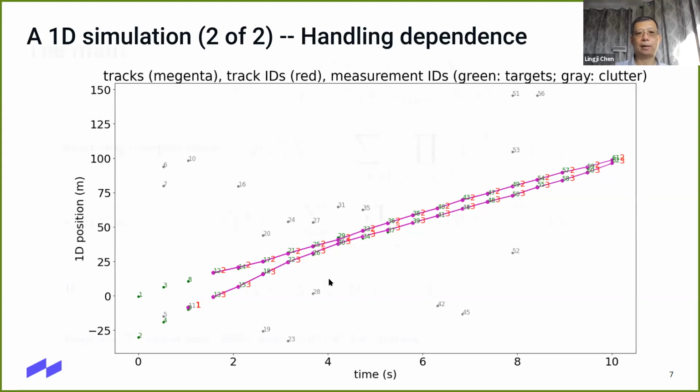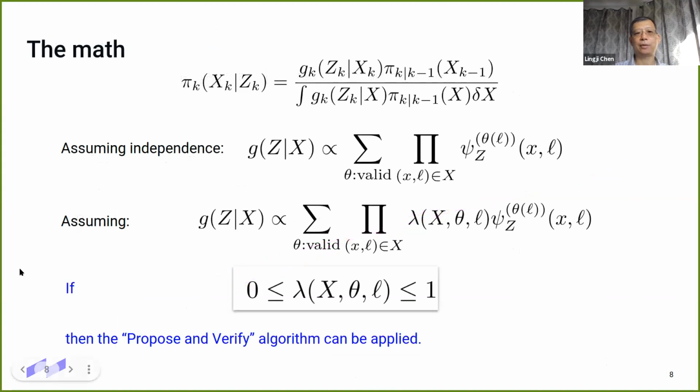Now let's look at some mathematical details. The top equation shows the Bayesian formula for the random finite set setting. The focus here is the likelihood term G, that's the global likelihood. That's the likelihood of the set of measurements Z conditioned on the set of tracks X.